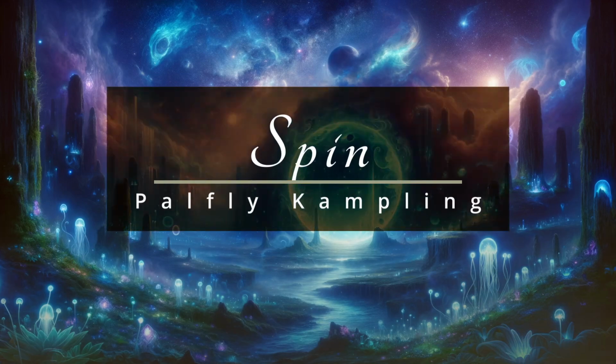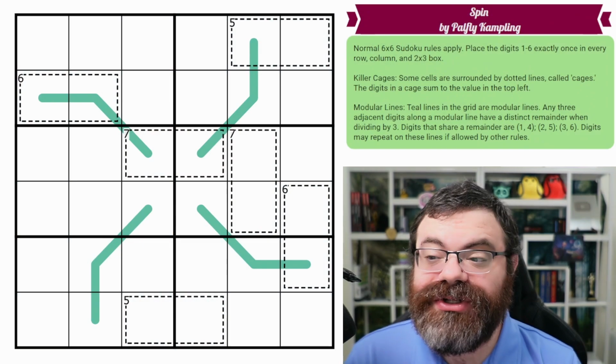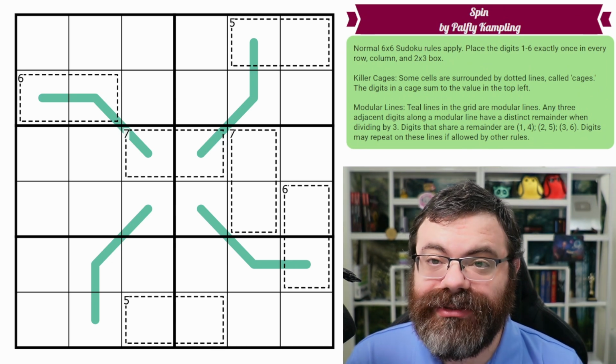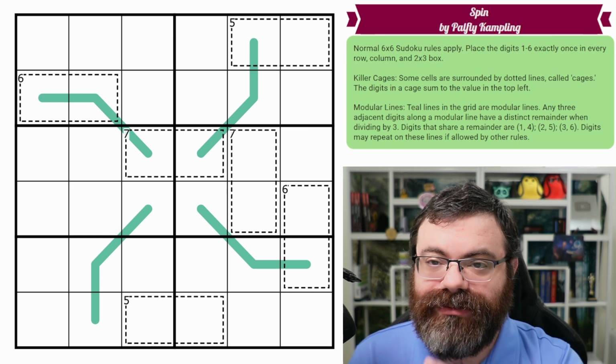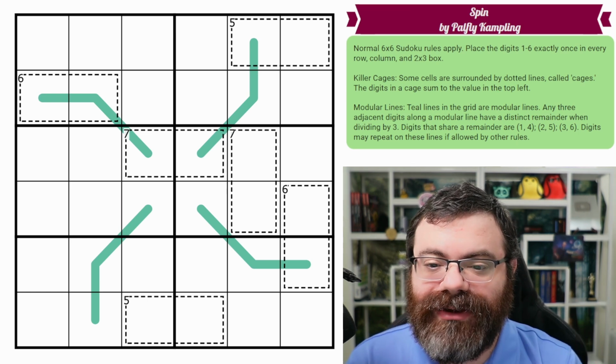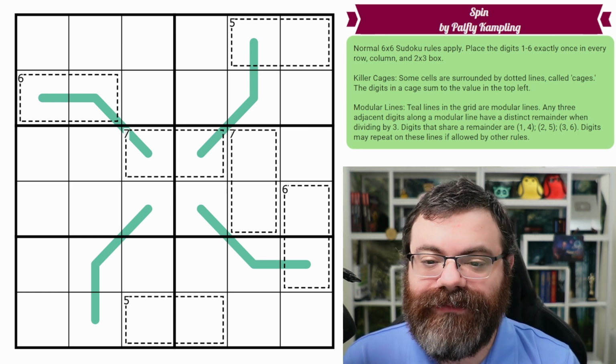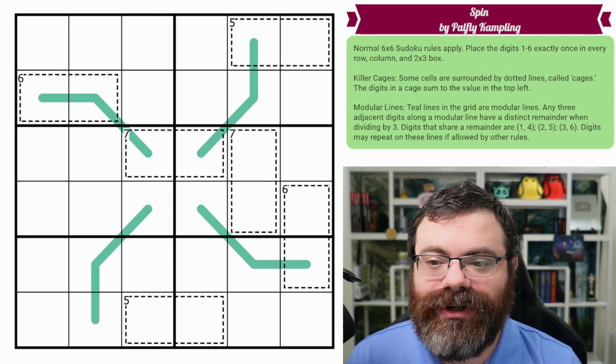Hello, let's continue our Sudoku adventure with Spin by Palfly Kampling. So the constraints today are killer cages and modular lines, not entropic lines, modular. Modular are groupings of 1, 4, 2, 5, and 3, 6. So I just wanted to point that out. Also, I will go over the rules carefully now for those who don't know how these work.